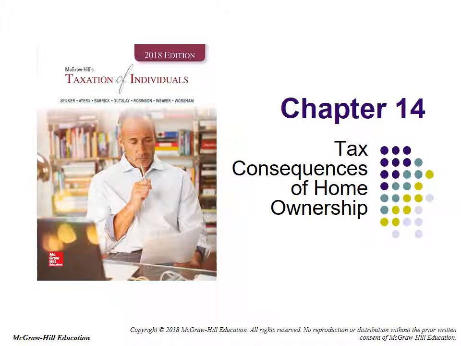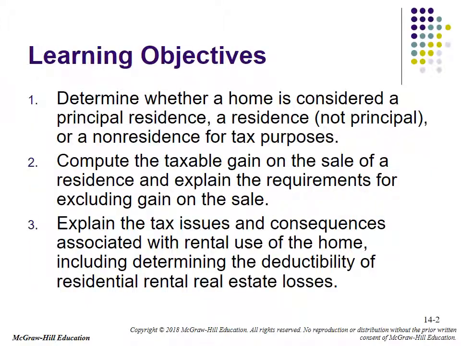In Chapter 14, we'll be looking at the tax consequences of home ownership. Specifically, the objectives we're looking at are to determine whether a home is considered a principal residence, a residence that's not a principal, or a non-residence for tax purposes. We're going to show you how to compute the taxable gain on the sale of a residence and the requirements for excluding gain. We're going to look at the tax issues and consequences associated with the rental use of a home.